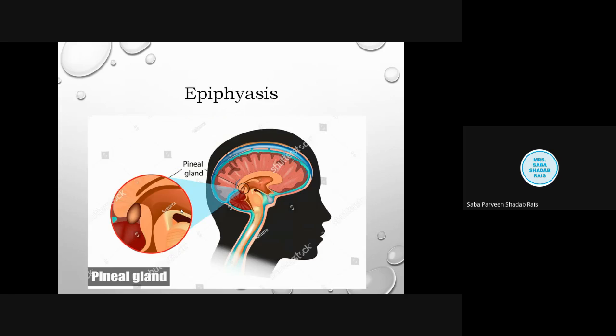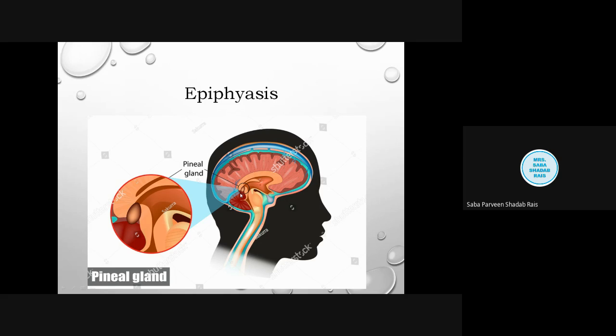Now the next gland is the pineal gland. Pineal gland is also called the epiphysis. Actually its name is epiphysis only, but it looks like a small peanut, so that's why it is called a pineal gland. When we talk about the pineal gland, epiphysis, it is a very small endocrine gland. It is located in the back portion of the third cerebral ventricle of the brain. Here, the cerebral ventricle of the brain, here it is.